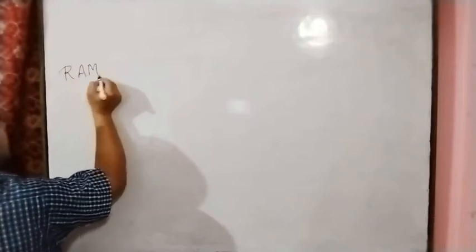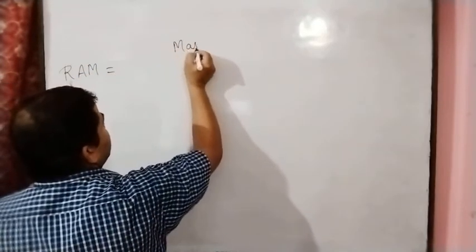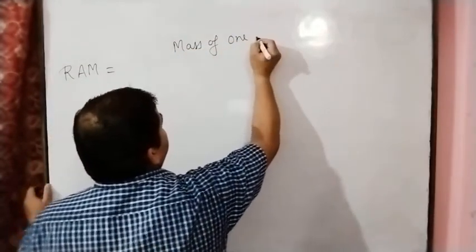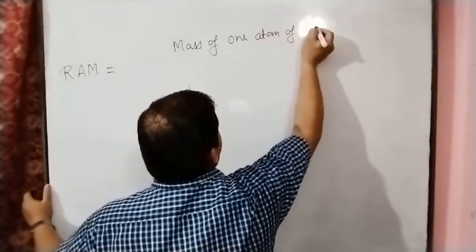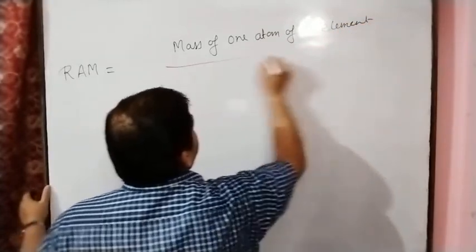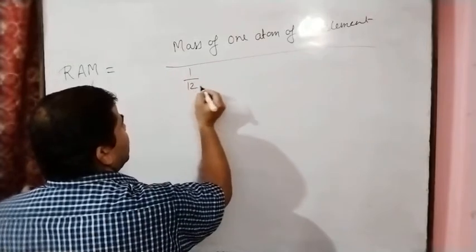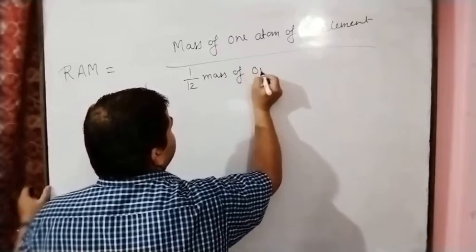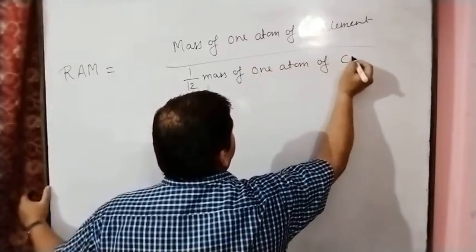Relative atomic mass is equal to the mass of one atom of an element upon 1/12th the mass of one atom of carbon 12.